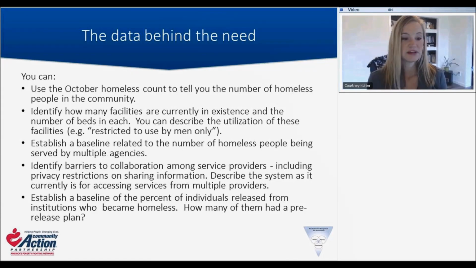When we look at the data, we can use the October homeless count to tell the number of homeless people in the community.